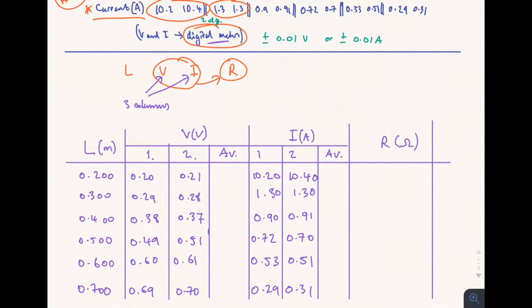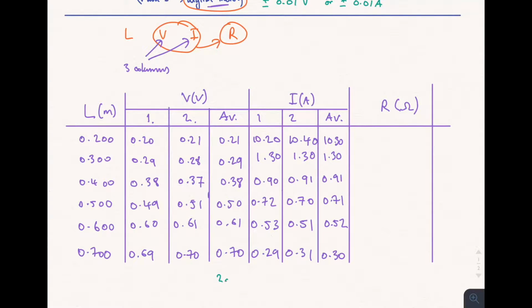Now I need to work out the averages for each of these. You'll notice that the averages have the same number of decimal places as the raw data. These two are the same, and the same for these as well. Because the average is technically still part of the raw measurement data set, I haven't done any further calculations with it, so it should have the same decimal places as the initial raw measurement.